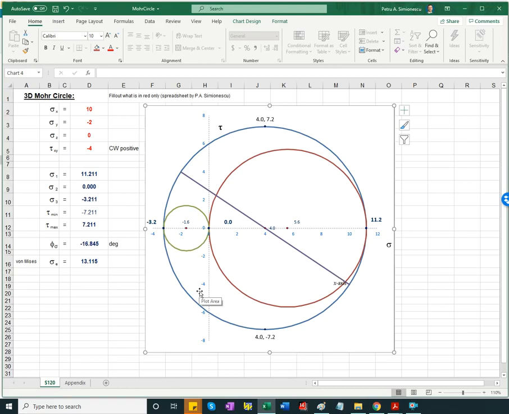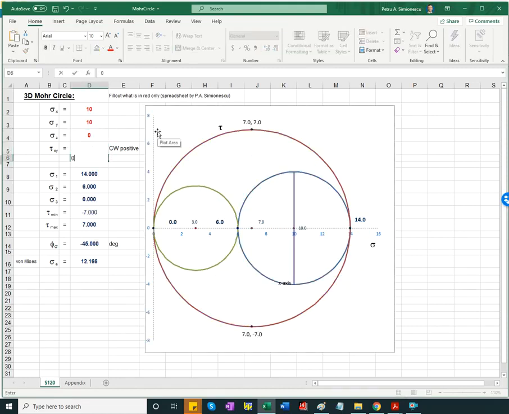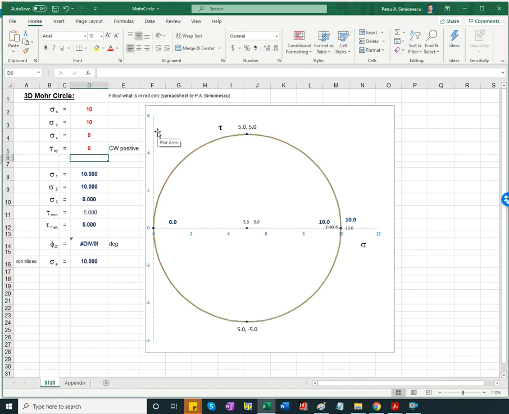What else? Okay, let's assume a spherical tank. I said that tangential stress is the same, 10 and 0. Let's see how Mohr circle looks. So Mohr circle for a spherical tank, the 2D circle is right here, it's a point. The 3D circle closes through 0, which is the normal pressure on the outer surface.